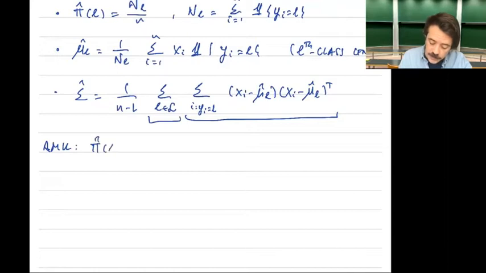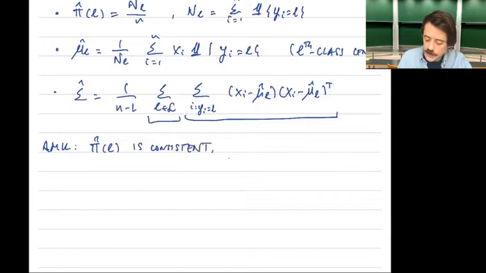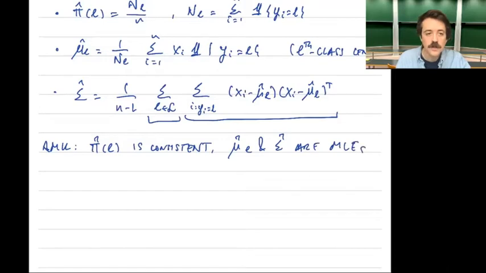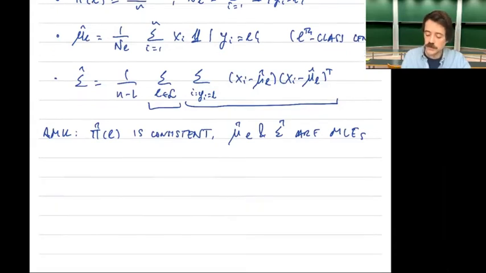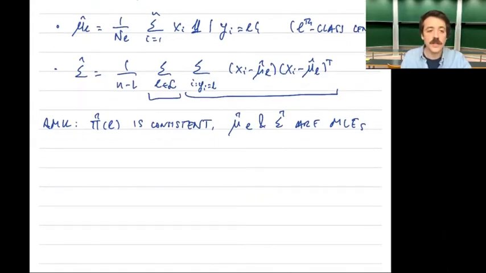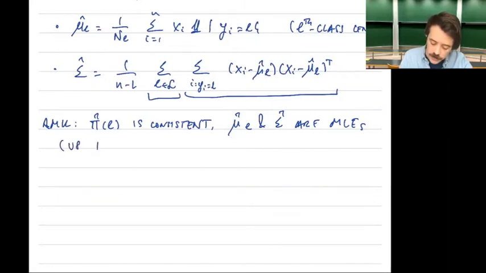Let me remark that pi hat L is consistent, and that mu hat L and this covariance estimate are MLEs, of course for the respective quantities. So they're not only consistent, but there are some asymptotic normality results as well. And this is up to rescaling in the second case.